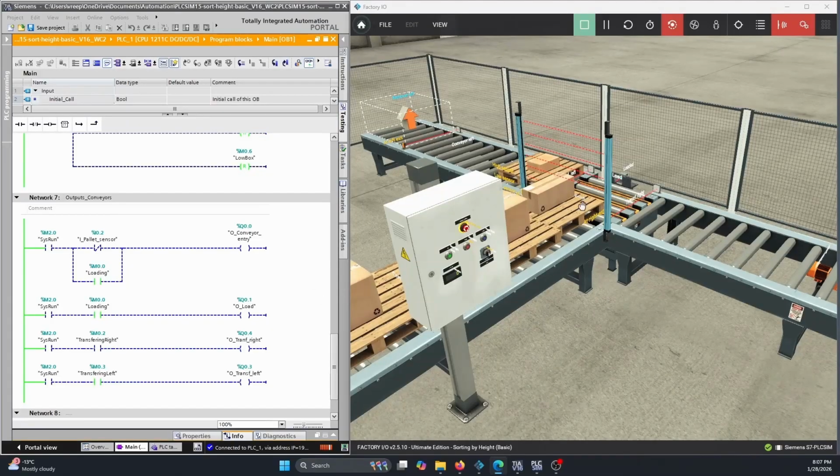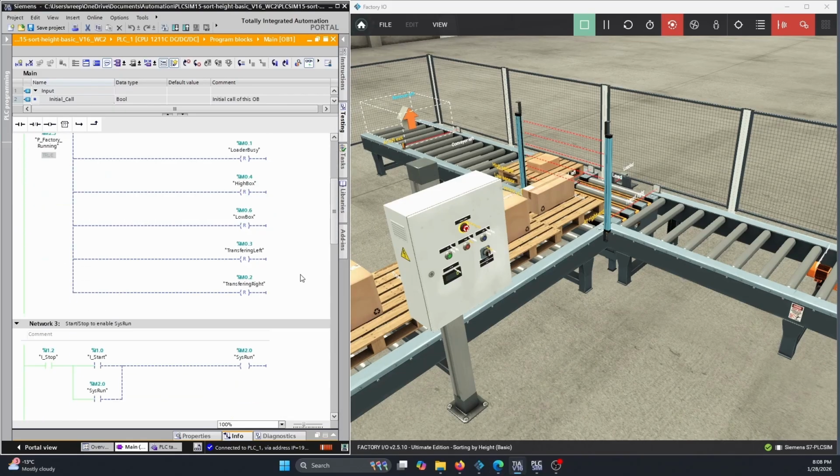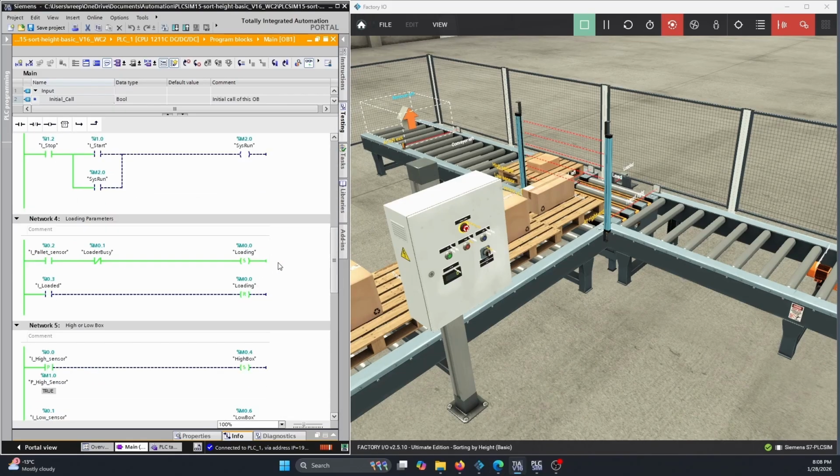Okay, the issue was that the enter conveyor was still going at one point, once this moved out. Once it moved away from that capacitive sensor, it seemed to start up again, right? So that was our loading. So let's look at the parameters for loading here. And we said that loading was set as long as the loader was not busy, but we have not set up the parameters for loader busy, right?